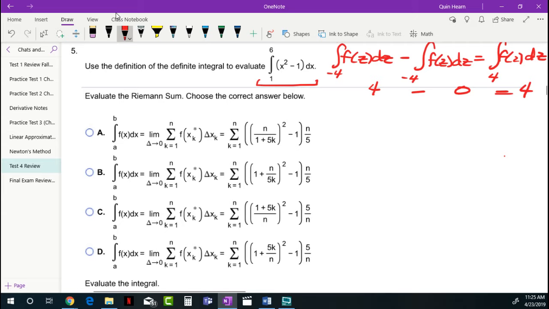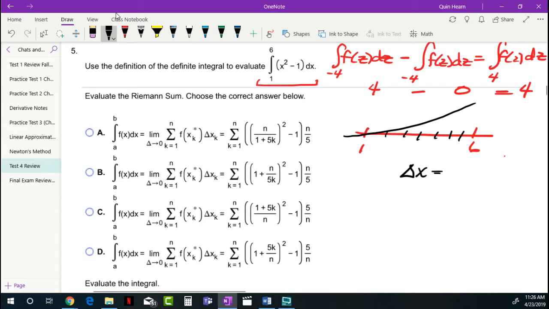Now in number 5, oh yeah, they have 2 parts. So first you have to select which one of these summations represents the correct Riemann sum, and then you have to actually go and evaluate it. All right, so in the first part, writing the Riemann sum, we usually use the right-hand endpoint. I want to see if they actually did.